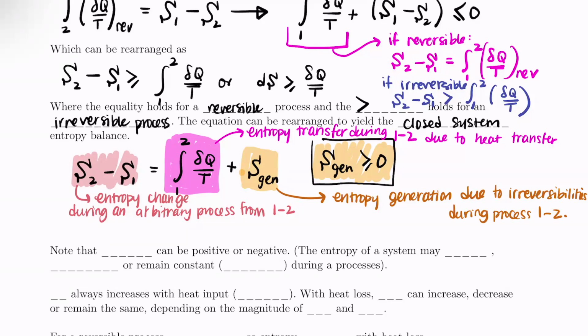Okay. A few things about S gen. So this is very similar to the sigma that we talked about before. S gen equals 0 is a reversible process. S gen greater than 0 is irreversible. And S gen less than 0 is impossible. Okay, so you can never destroy entropy in this way, okay?